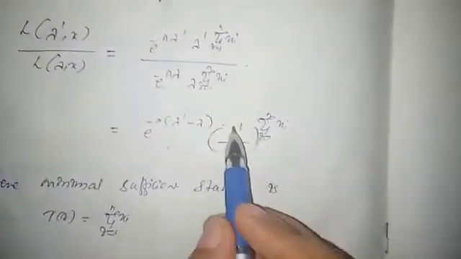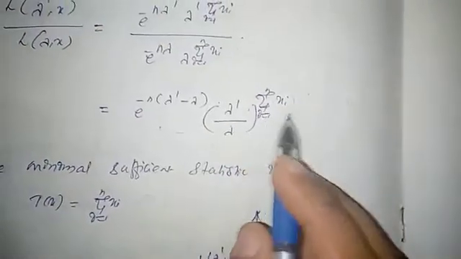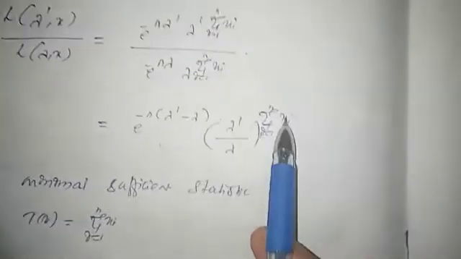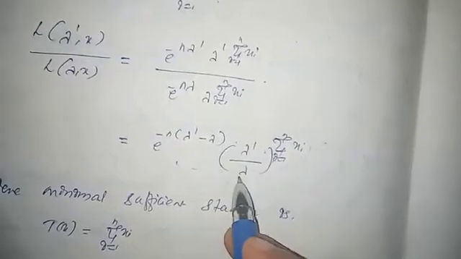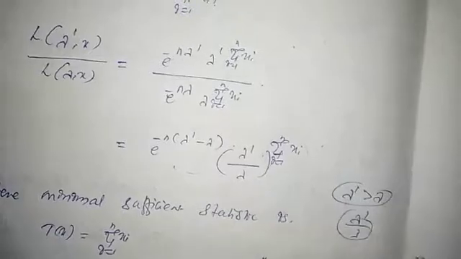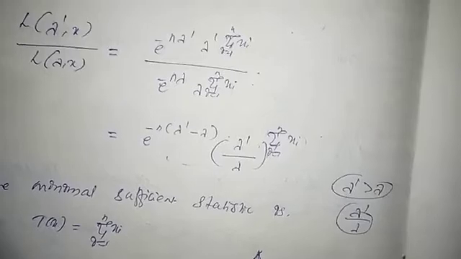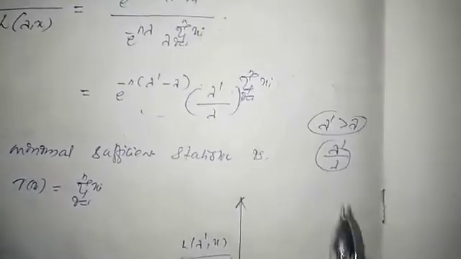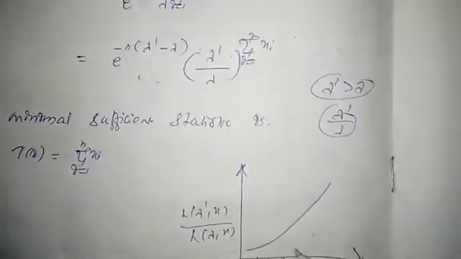These are all constant values, right? Then it is positive. If summation i = 1 to n xi, that is T of x, is increasing, then the likelihood is also increasing, because lambda dash is greater than lambda, so lambda dash divided by lambda is a positive number. If summation xi is increasing, then the likelihood is also increasing, that is a non-decreasing function.